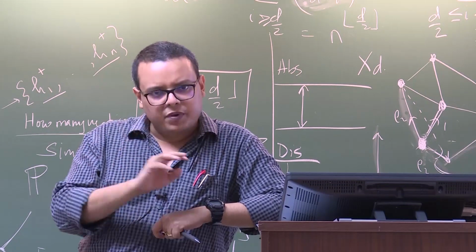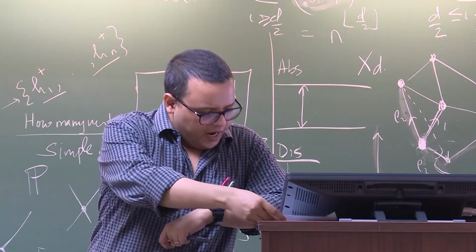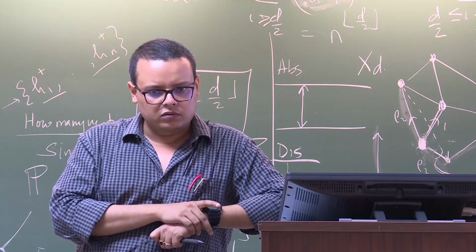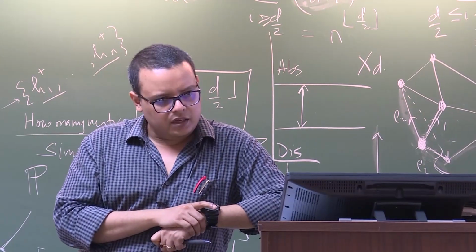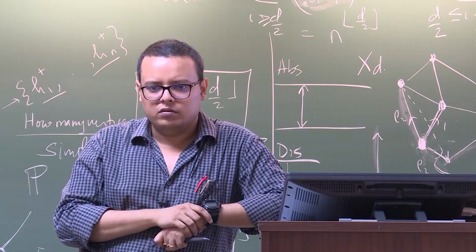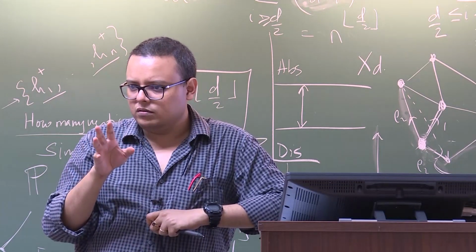So, let us take the simplest case. I want to generate n points in R2 such that no 3 points are collinear. Can we do it?